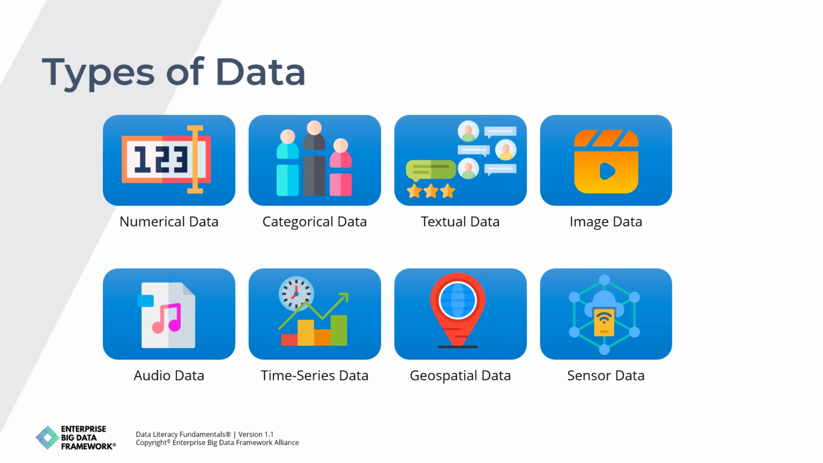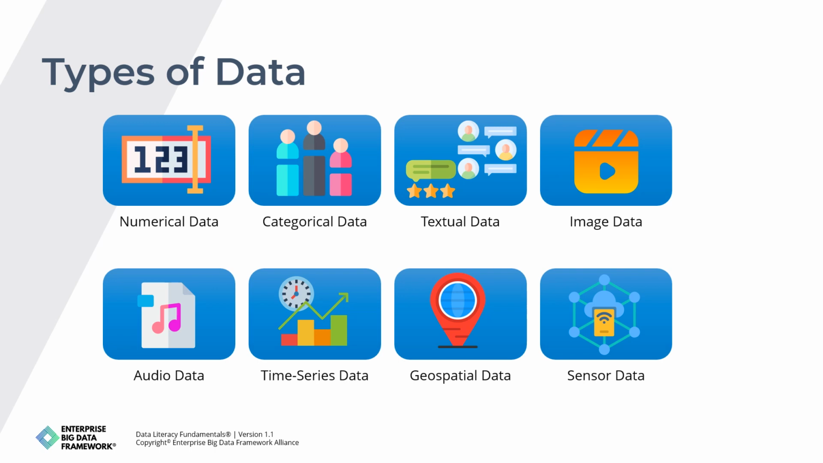Next up is textual data. This type of data is in the form of natural language text and includes data such as comments, reviews, and social media posts. Image data. This data type consists of digital images, such as photographs and videos. And audio data. This type of data consists of digital audio recordings, such as music, speech, or sound effects.